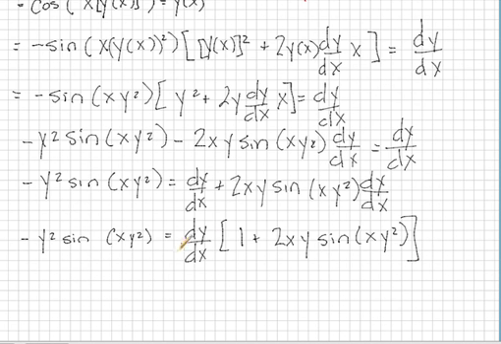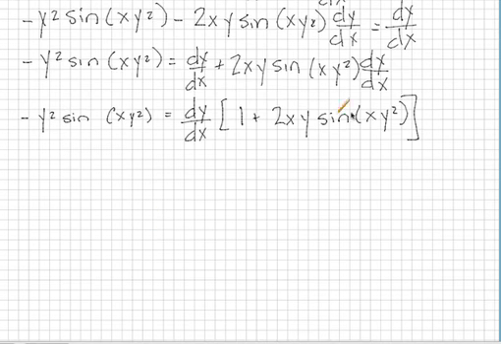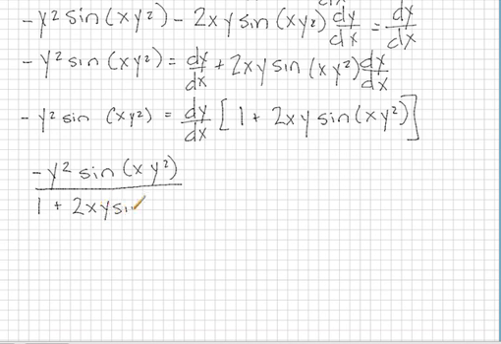Okay, since our final goal is to get dy dx by itself, because that's what we're solving for, let's go ahead and divide out this whole term. So this very, very ugly looking derivative is going to be negative y squared sine of x times y squared over 1 plus 2xy times sine of x times y squared. And that is your final answer.